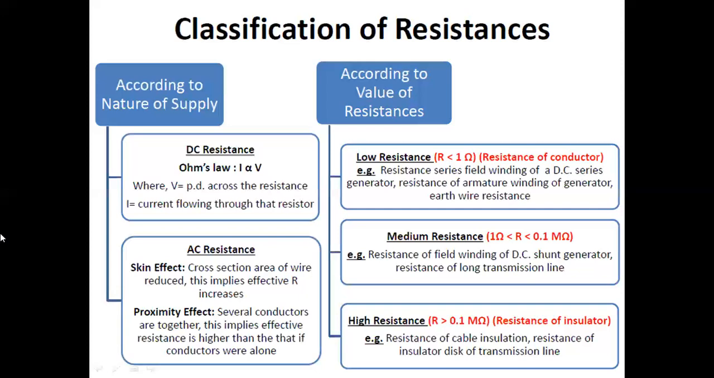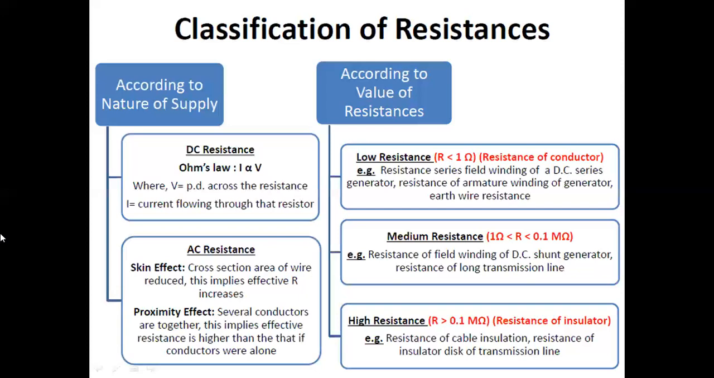Low resistance means whose value is lesser than 1 ohm. That is the resistance of a conductor. Most importantly, the resistance of a conductor, where the resistance is lesser than 1 ohm, is known as low resistance. For example, the resistance of series winding of a DC series generator, resistance of armature winding of a generator, and so on. So in a simple way, the resistance of a conductor.